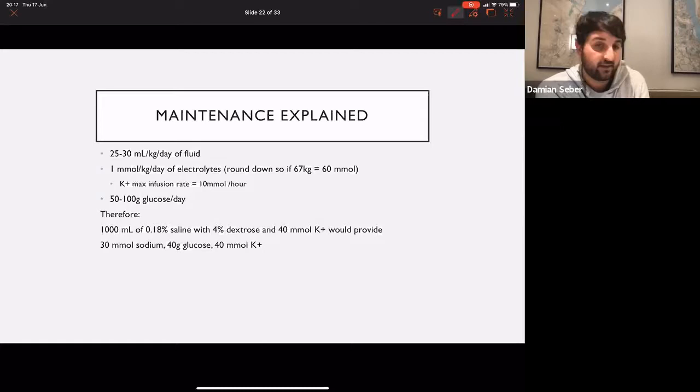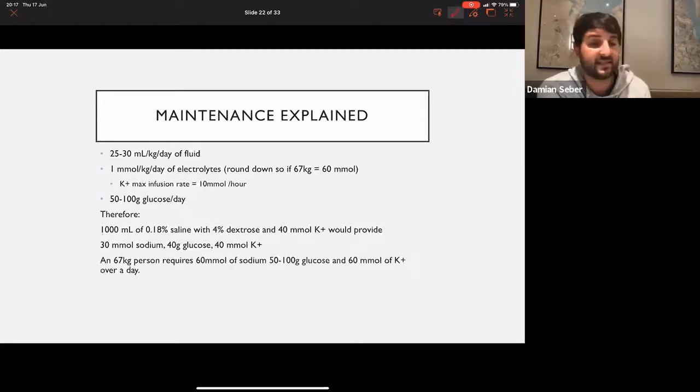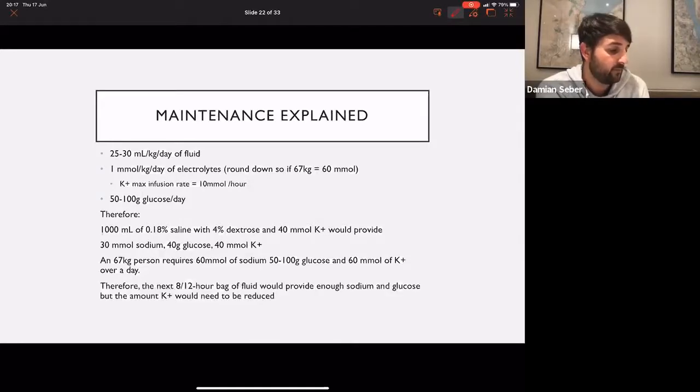So for a 67 kilogram person, you require 60 millimoles of sodium, 50 to 100 grams of glucose, and 60 millimoles of potassium over a day. So that bag gets you on your way to that amount. But your next fluid bag would need to provide more sodium, more glucose, and a reduced amount of potassium, because you can't give them 80 millimoles in total.